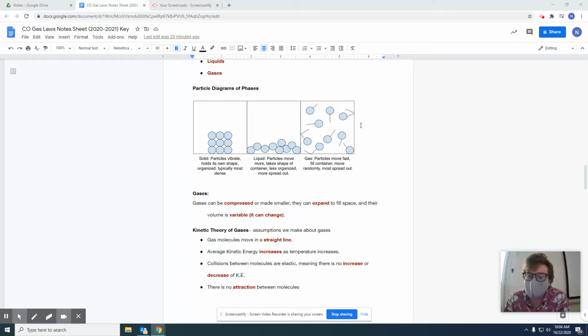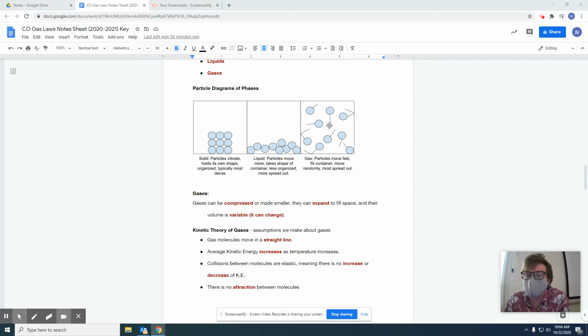Finally, the main thing we've been focusing on in this unit, are gases. When we look at a gas, our gas particles are moving fast, so we start using our little lines, which we've called whooshes, to show that the gas particles are moving. Our gases are going to fill their container, so rather than just taking the shape or spreading out along the bottom like our liquid does, a gas is going to fill the entire container.